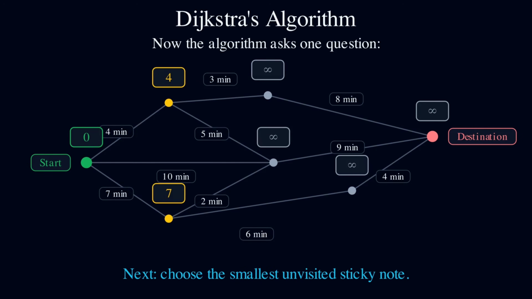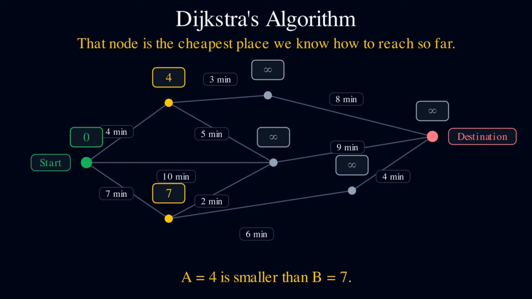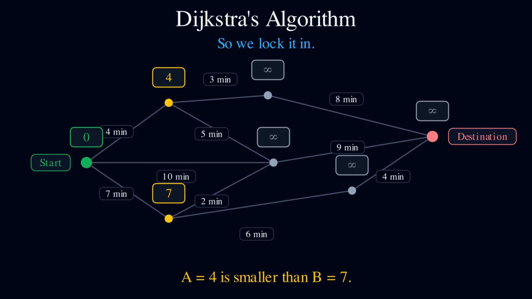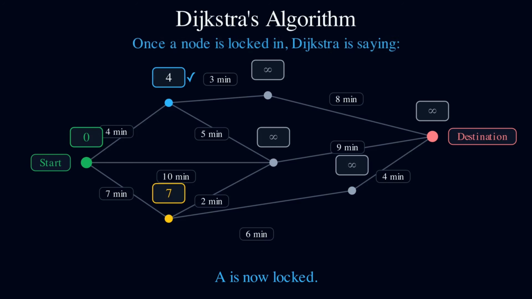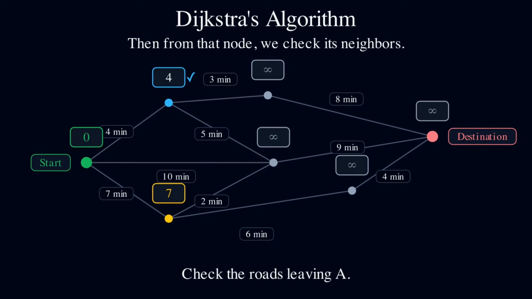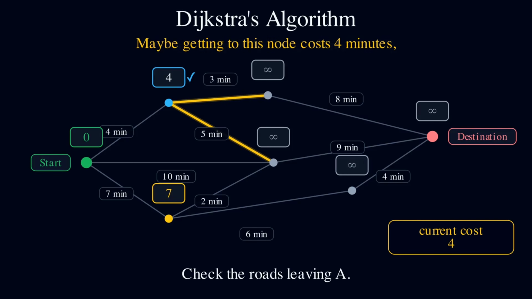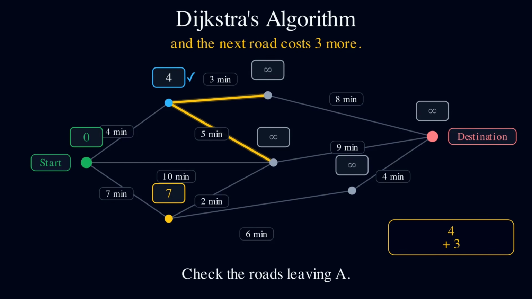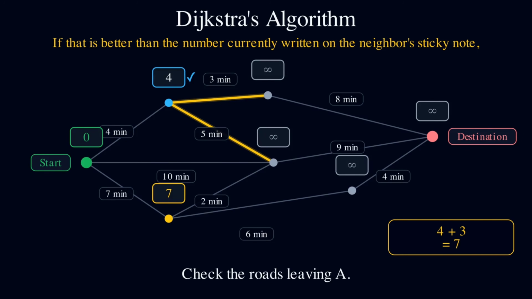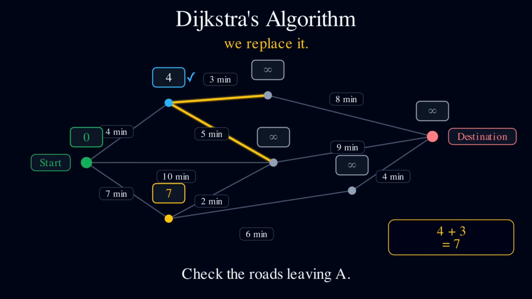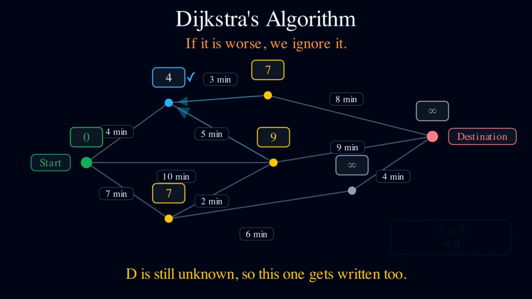Now, the algorithm asks one question. Which unvisited node has the smallest number? That node is the cheapest place we know how to reach so far, so we lock it in. Once a node is locked in, Dijkstra is saying we have found the fastest possible way to get here. Then, from that node, we check its neighbors. Maybe getting to this node costs 4 and this one 3, so the total cost becomes 7. If that is better than the number currently written on the neighbor's sticky note, we replace it. If not, we simply ignore it. That is the entire process.